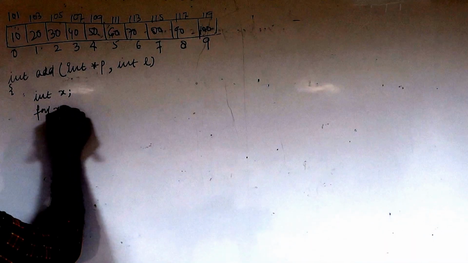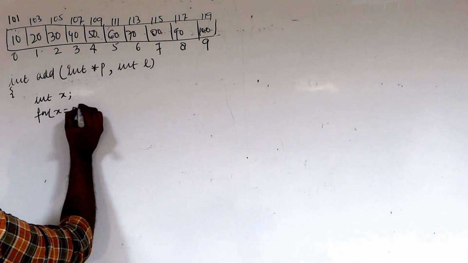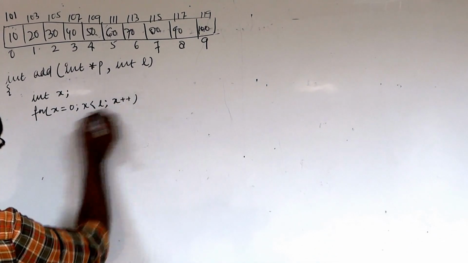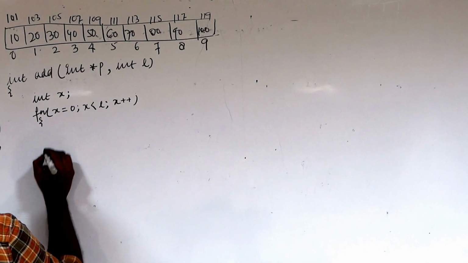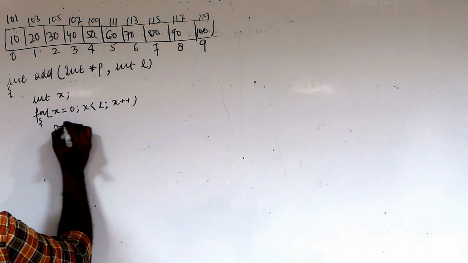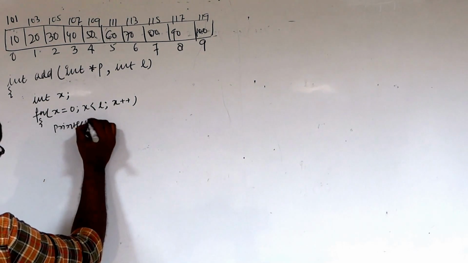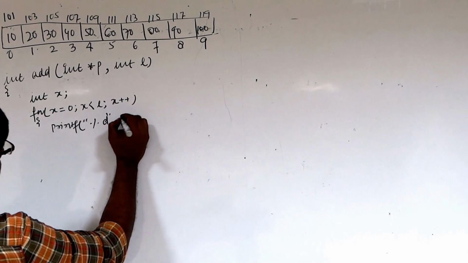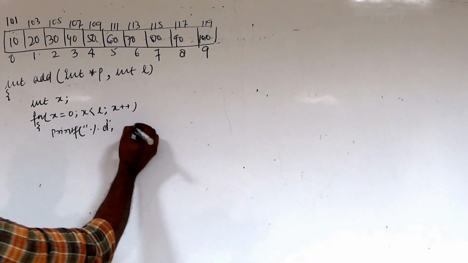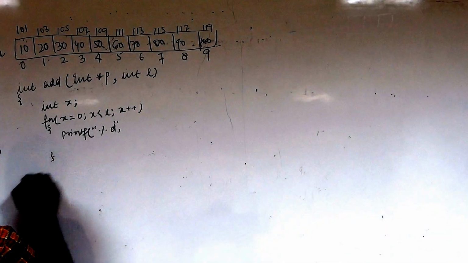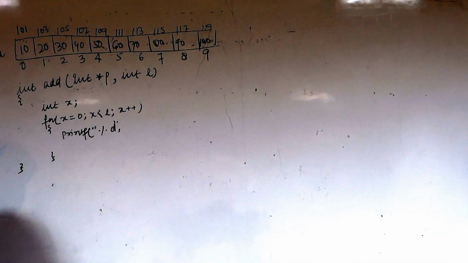Now for x equal to 0, x less than l, x plus plus. How to access the element, then I'll write the code for how to return the sum. Printf. What can be written over here? That we'll discuss.